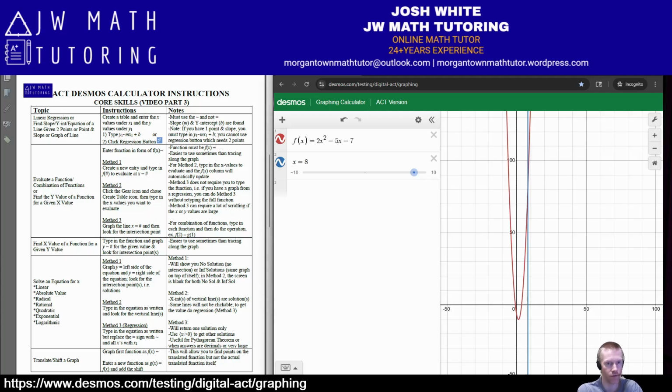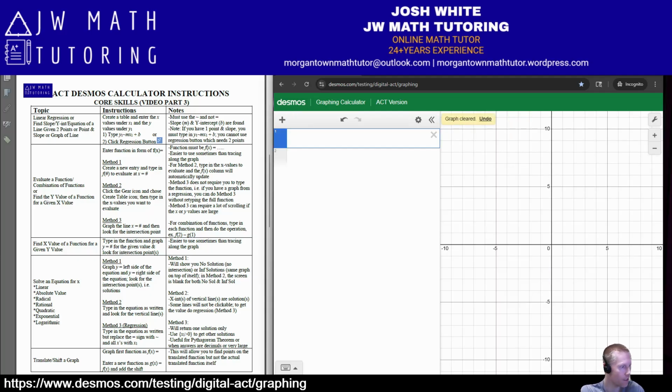Also related to this, you can of course evaluate combinations of functions. So you can just type in two functions, f of x and say g of x, and then just do whatever, f of 2 minus g of 1, or f of 2 times g of 1. Or you can also do composition of functions as well.